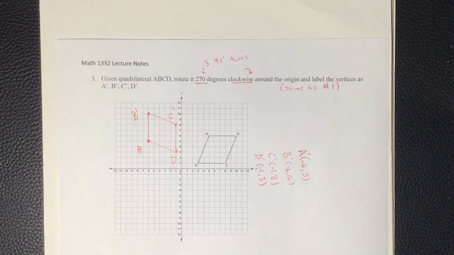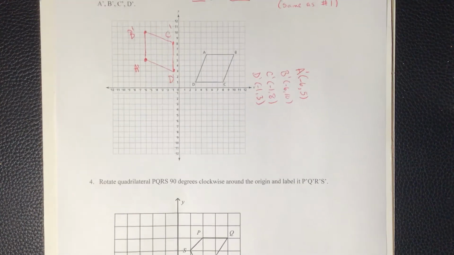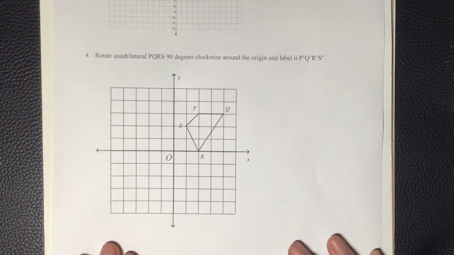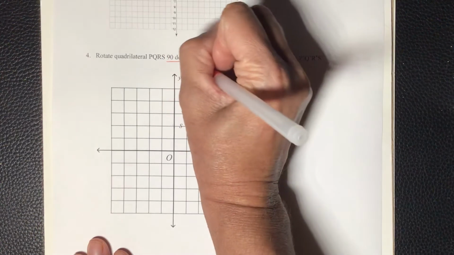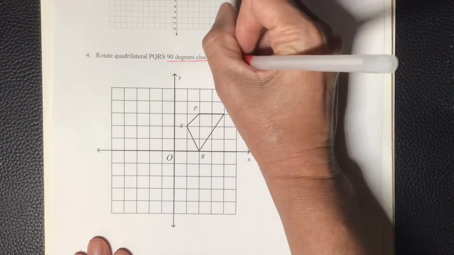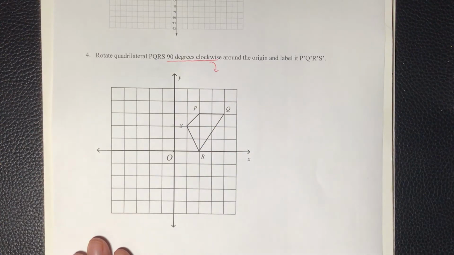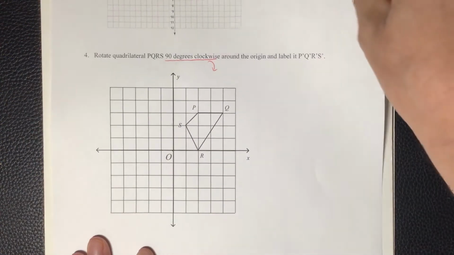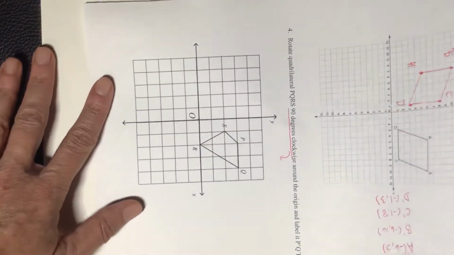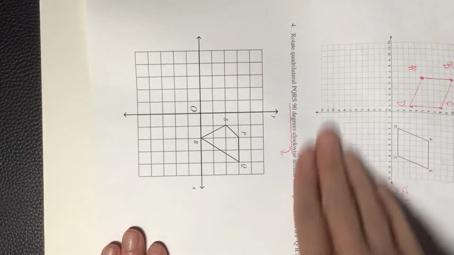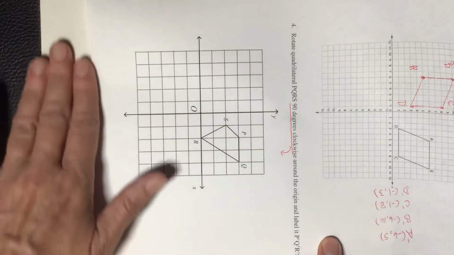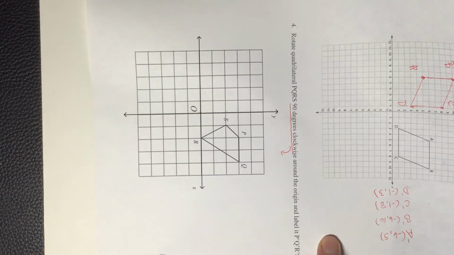All right, so let's try number 4. We got a new picture this time. All right, so we're going to take this picture. We're going to go 90 degrees clockwise. All right, so our fixed point's always going to be our origin. So clockwise is the same direction that the clock goes, so we're rotating this way. So your direction should be over here on the right. The bottom of your page should be over here on the left.